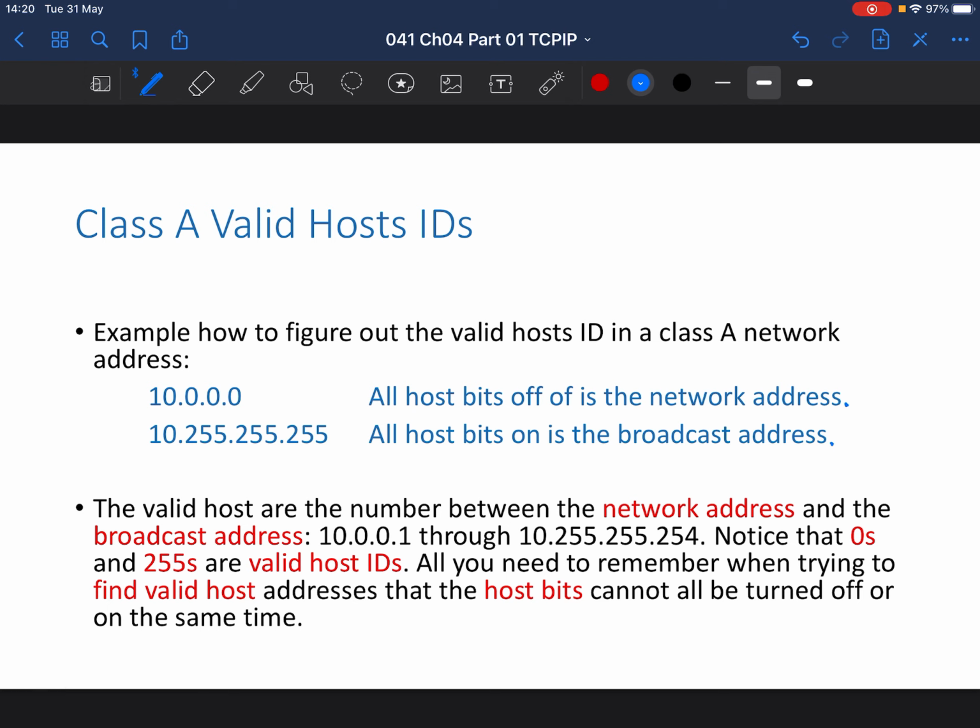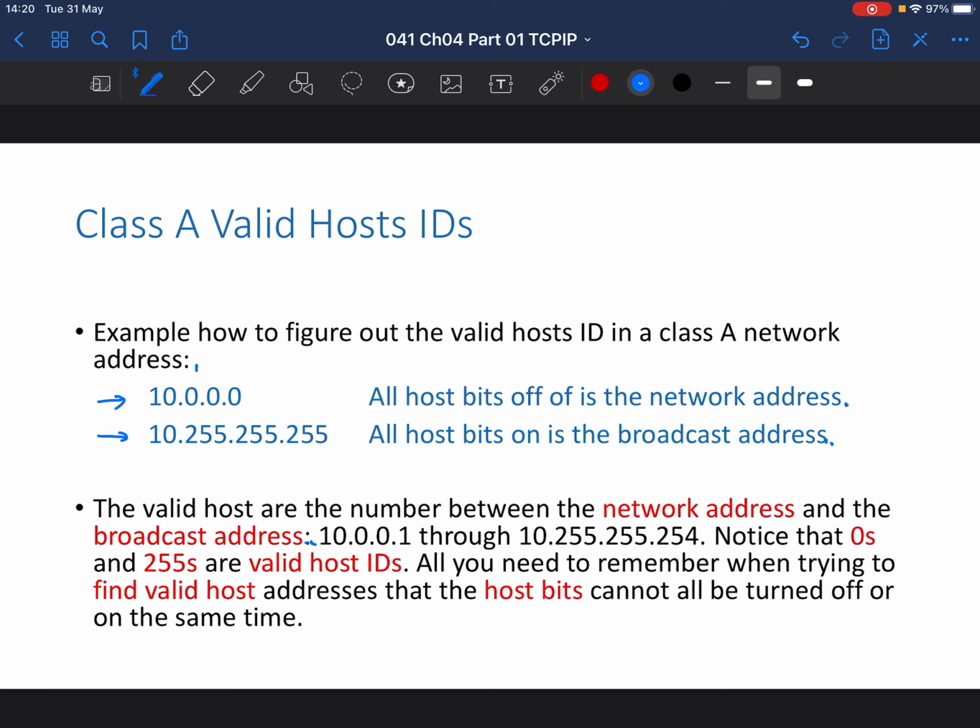Class A valid host IDs. Example: how to figure out the valid host IDs in a Class A network address. First is 10.0.0.0. All host bits off is the network address. 10.255.255.255, all host bits on, is the broadcast address. The valid hosts are the numbers between the network address and the broadcast address.